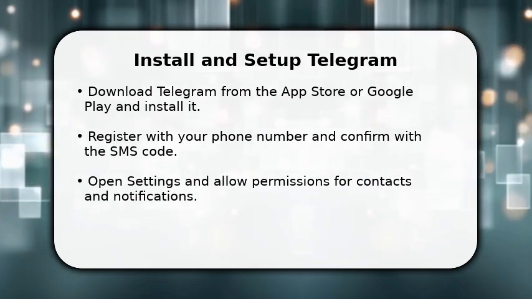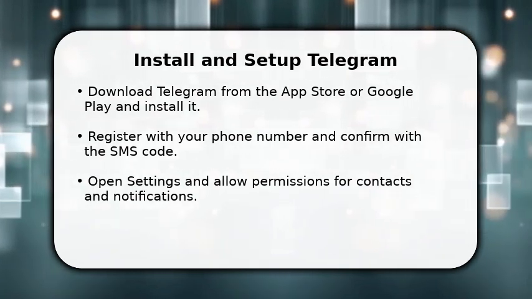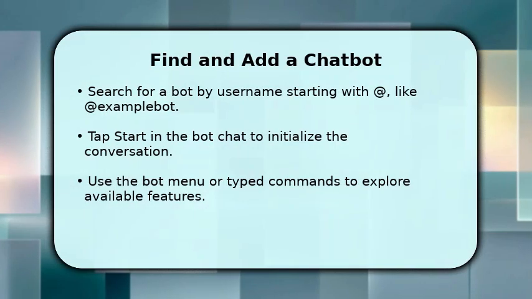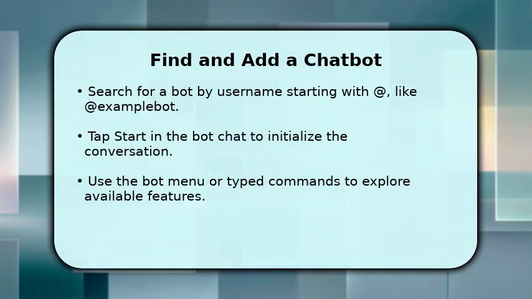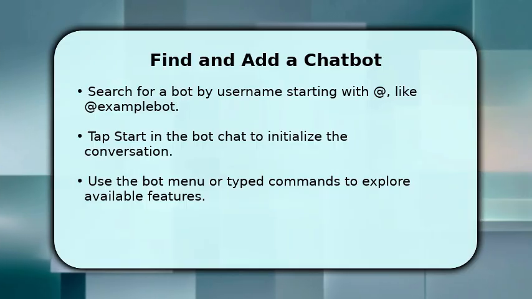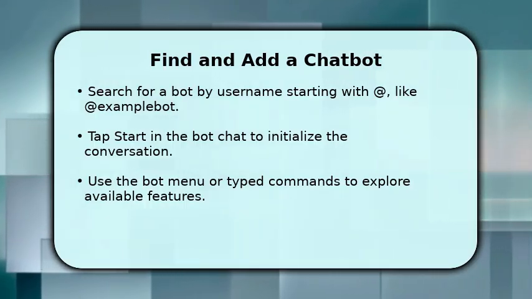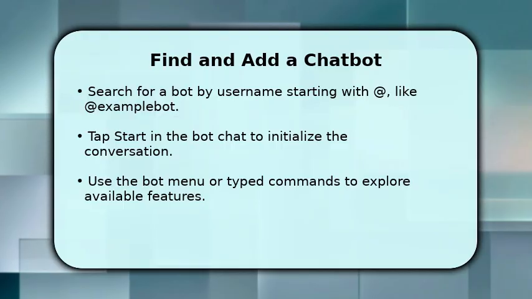To find a chatbot, use Telegram search and type the bot username starting with @. Tap the correct bot in results to open its chat window and read the bot description. Inside the chat, tap Start to initialize the conversation and register any necessary settings.